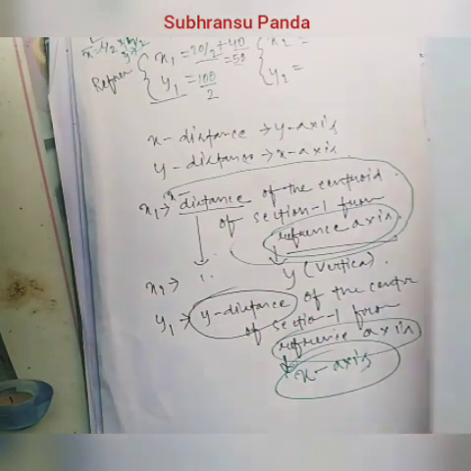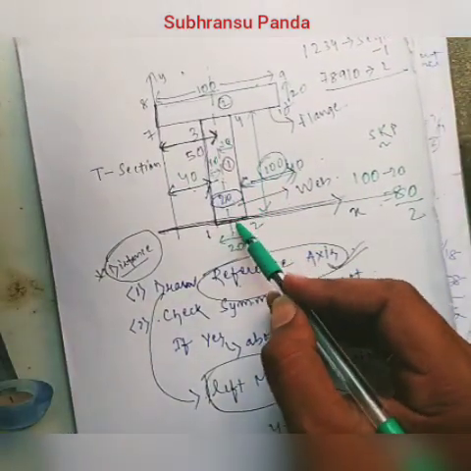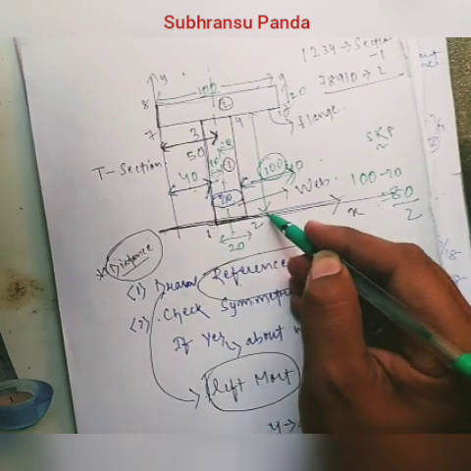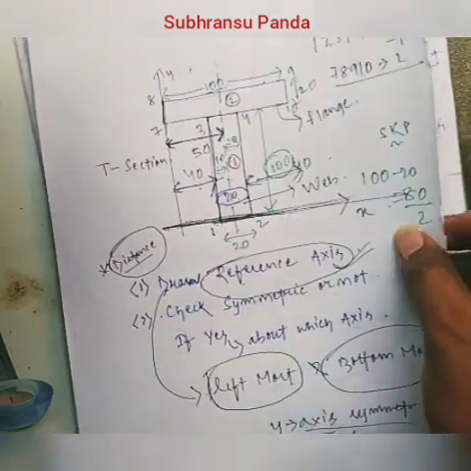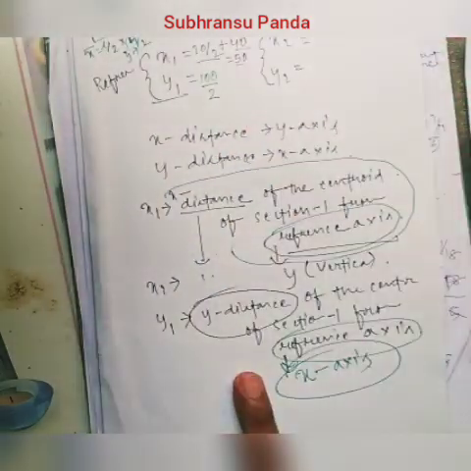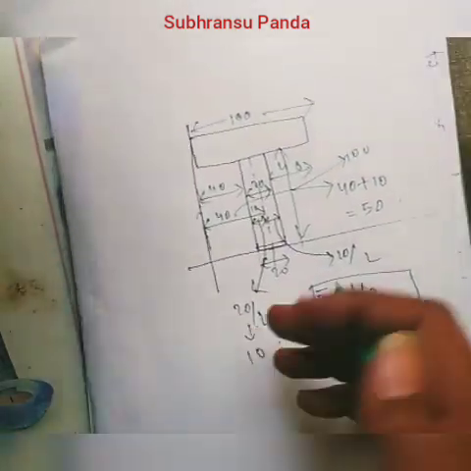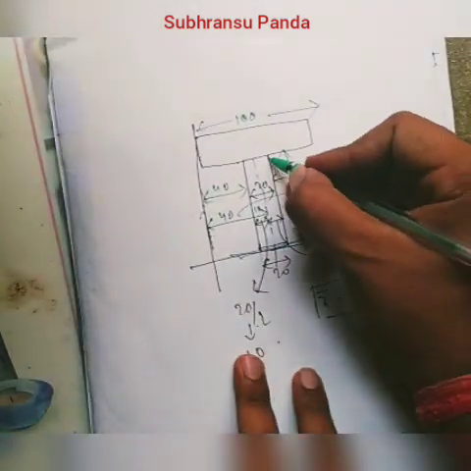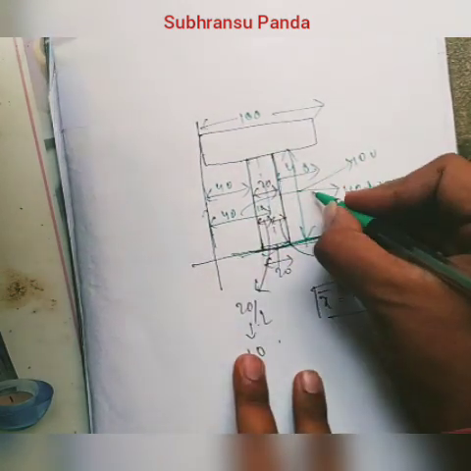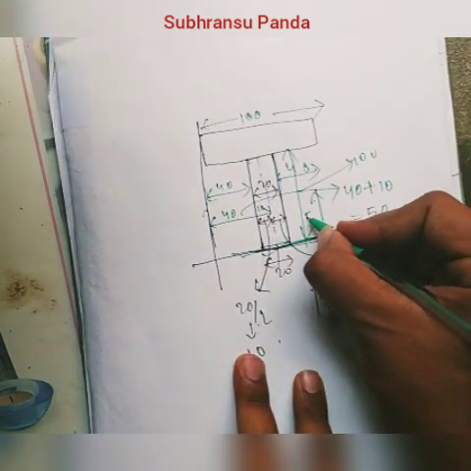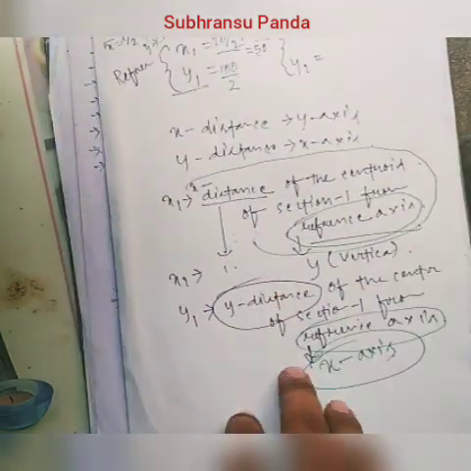So what is the distance of that section 1 y1 from reference axis? Is the section already touching the reference axis? So we don't have to add anything because it's already touching the x-axis, and basically we are calculating from this axis only. So this will automatically be 50, or 100 by 2.